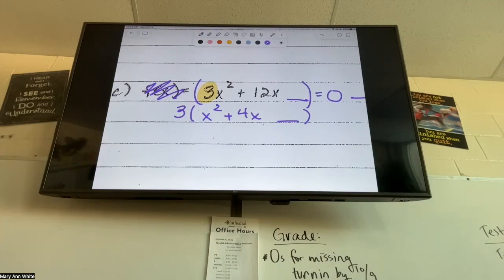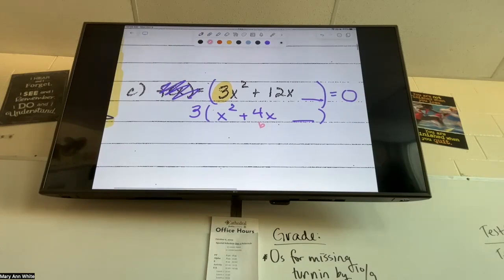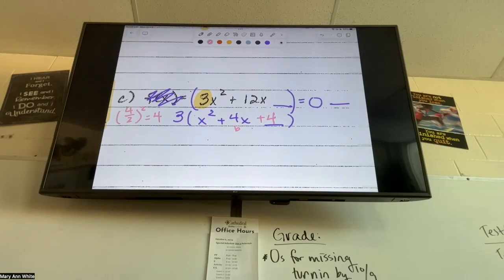Okay, now we look at our middle term b, and we're going to go over here and do b divided by 2 squared. So 4 divided by 2 squared, 4 divided by 2 is 2, 2 squared is 4. So that means that I'm going to put plus 4 on both sides of my equation. Wait, that's not exactly true, right? We got to balance this equation.